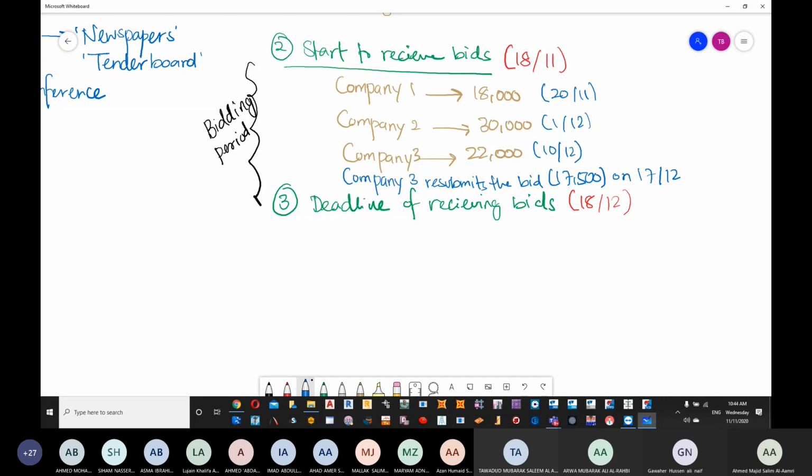The logic says as long as he didn't go outside, he didn't cheat, and the time is still there, he can have his paper back. It's his right. The time is not yet finished. Do you agree? The same thing goes here. As long as the time is not yet finished, company number 1 or company number 2 or company number 3 can resubmit at any time within the bidding period.